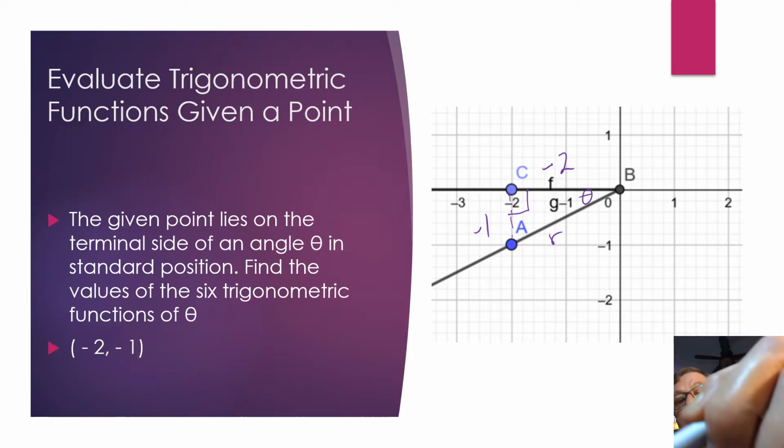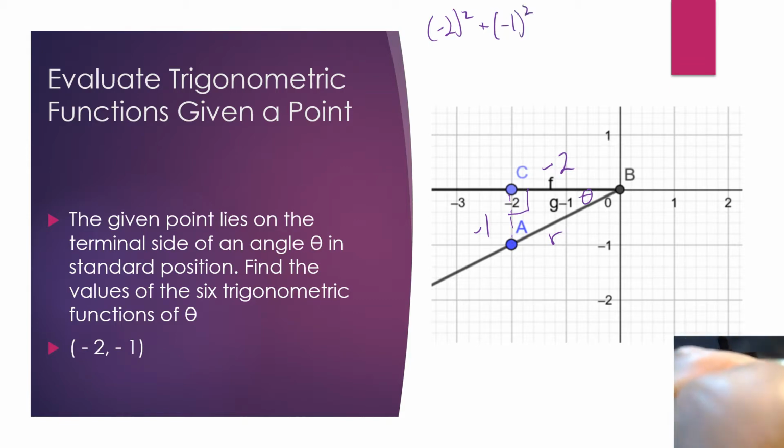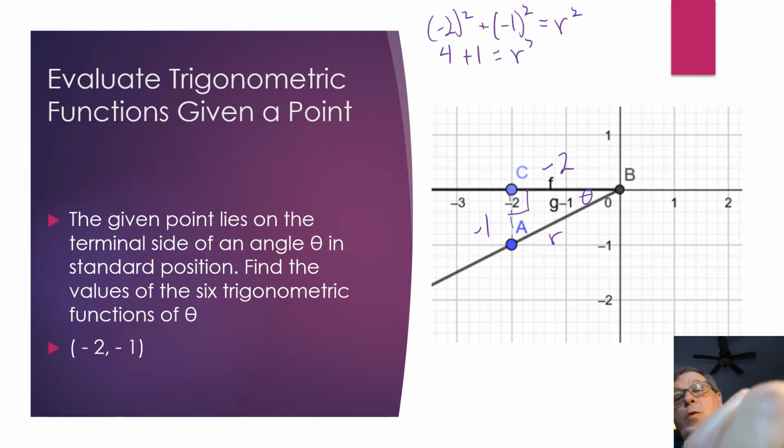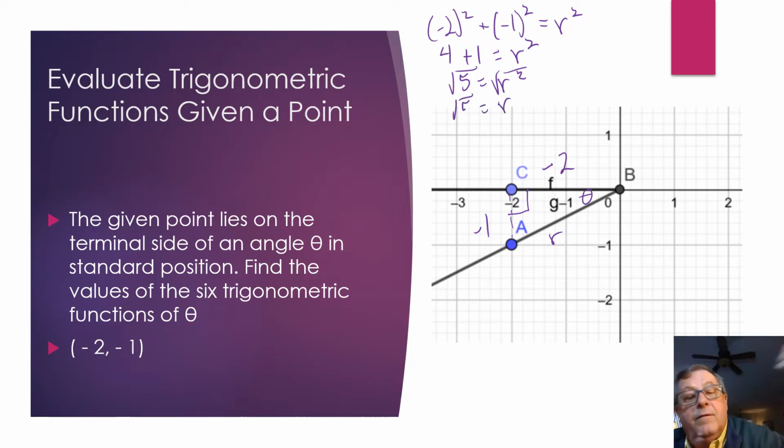So let's see, we've got -2 squared plus -1 squared is going to equal r squared. Well, -2 squared is 4, -1 squared is 1. That's going to equal r squared. 4 and 1 is 5. And if we take the square root of both sides, we're going to find that r is equal to the square root of 5.